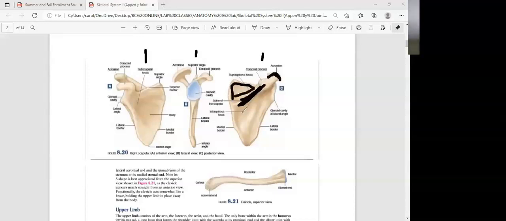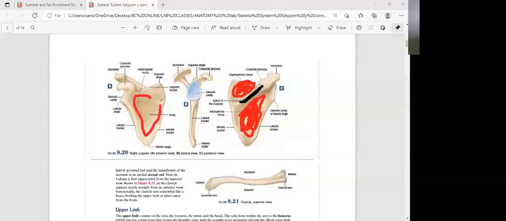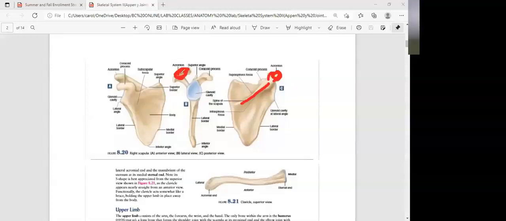This top part right here is the suprascapular fossa, and this one is going to be the infrascapular fossa. In the anterior view, you have this one right here. This is going to be the subscapular fossa. This acromion right here is this acromion right here, but this is the lateral view. Right here, this is the acromion. So next to this one right there, it would be this one right here.